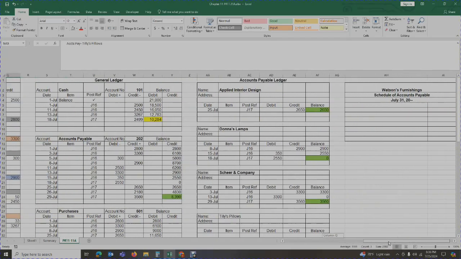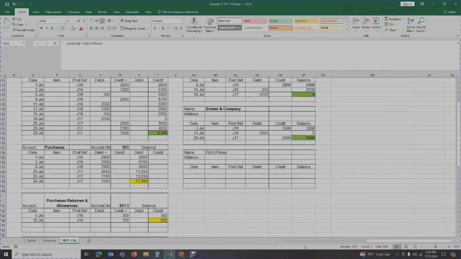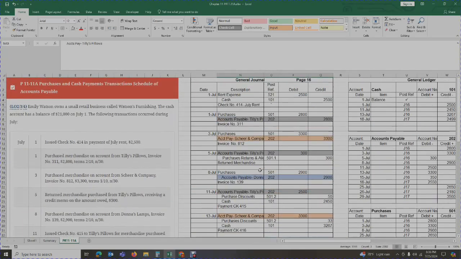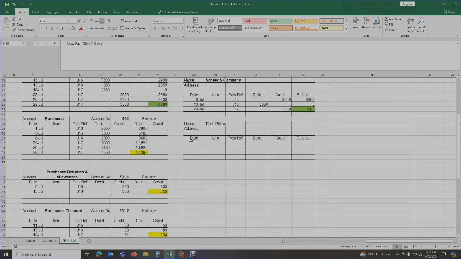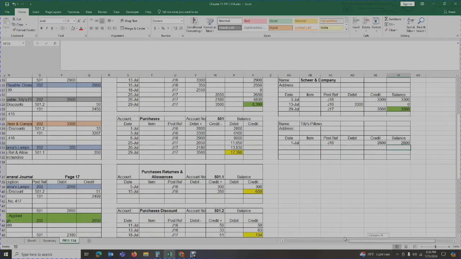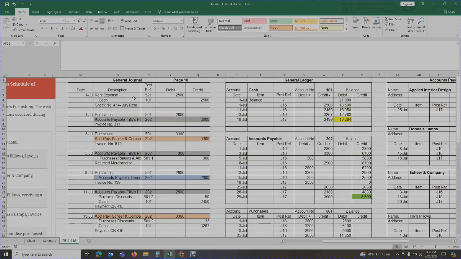So here we go. We're going to enter the information for Tilly's. And we're going to start with the first one, which is July the 1st. Journal 16. And for Tilly's, we had a credit of 2,800. And that's going to be my balance, 2,800. So now we locate the next entry. We have one on July the 5th. We have a debit of 300.